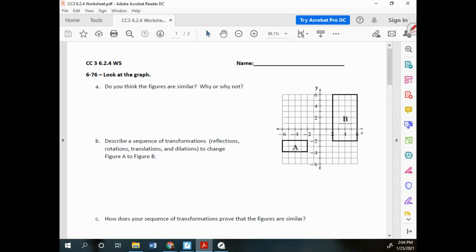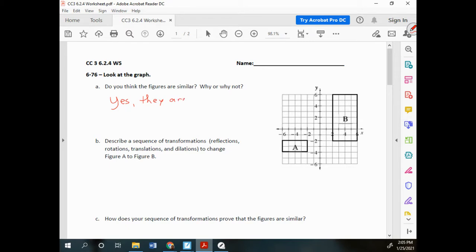Okay, you could make some arguments for things, but if you remember, similar means three things. Number one, they're the same general shape. Number two, all the angles are congruent. In other words, they match. The angles do not change when we move these shapes. And number three, they can be the same size. They can be bigger or smaller, but basically they're multiplied by the same scale factor. So are these two shapes similar? Yes, they are similar.